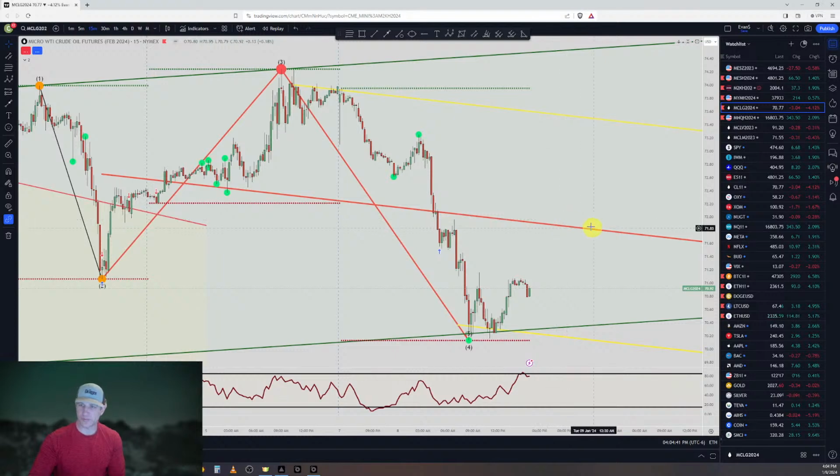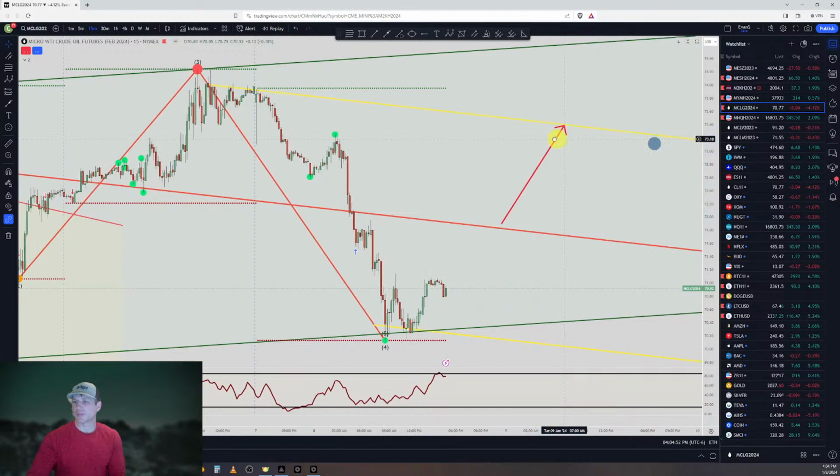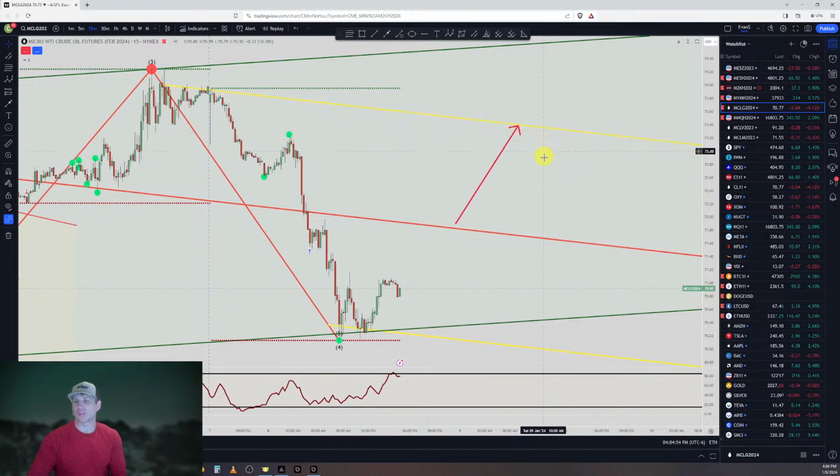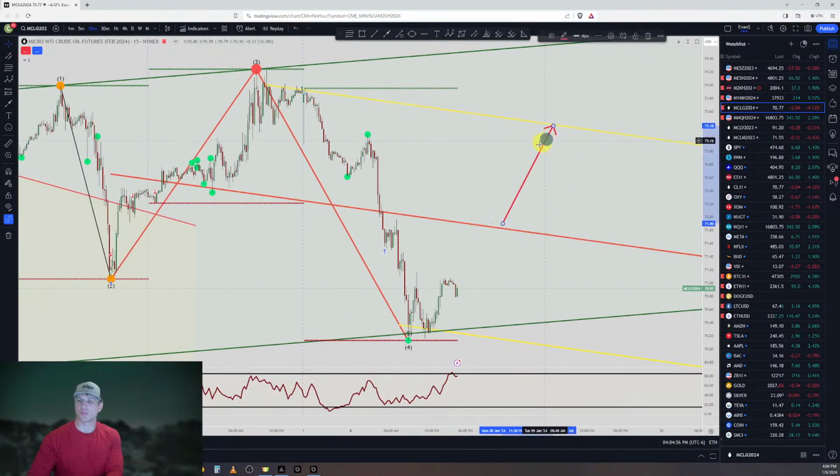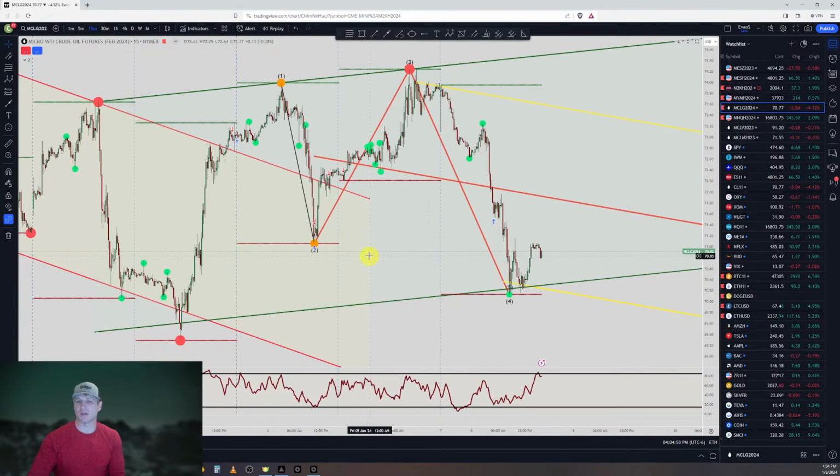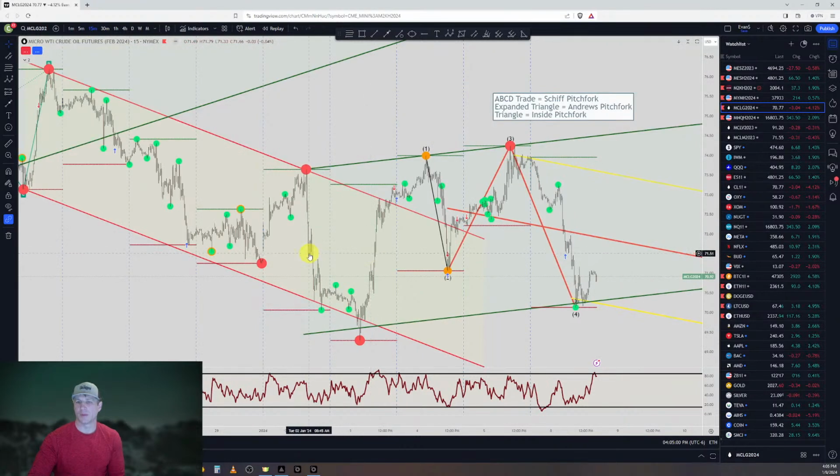Then when it closes above the median line right there, we will be looking for price to go up here and hit the yellow line right there, probably below 73.50, somewhere between 73.50 and $73 is what we're looking for. So we are looking for more upside here in oil. What is this? 1, 2, 3, 4.